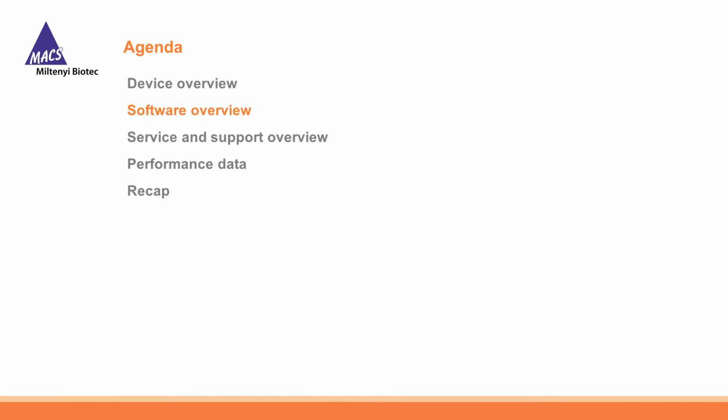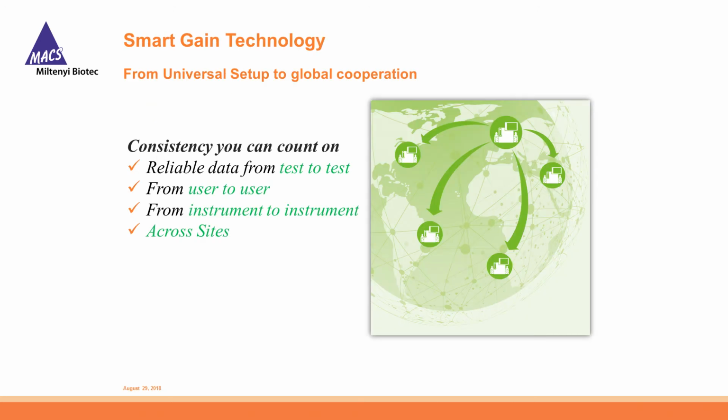So taking the next step in transition in the presentation, we'll focus on some of the new software tools that are available with the MACSQuant 16. And so we have a new technology we call Smart Gains. And what this allows us to do is really, from a universal setup to, we say, global cooperation standpoint, allows you to share instrument settings among devices or to keep a stable instrument setting over a long period of time. And this is really about bringing consistency to all of your assays into multi-instrument scenarios as well.